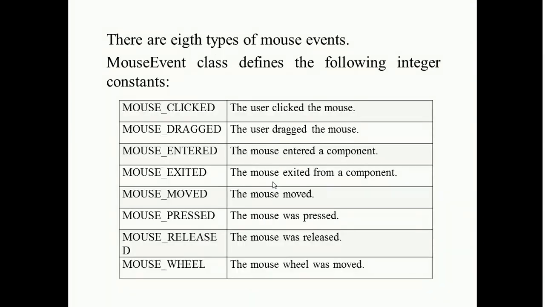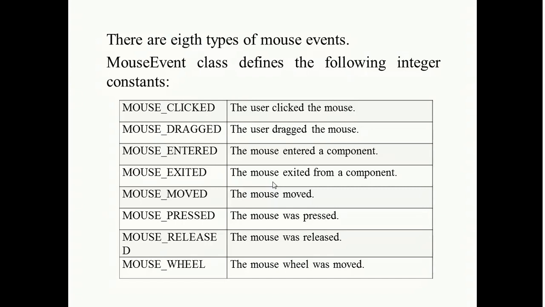There are 8 types of mouse event. The MouseEvent class defines the following integer constants. These 8 are the mouse events. First is mouse clicked. This event occurs when the user clicks the mouse. Second is mouse dragged. This event occurs when the user drags the mouse. Third is mouse entered. This event occurs when the mouse enters a component. Fourth is mouse exited. This event occurs when the mouse exits from a component.